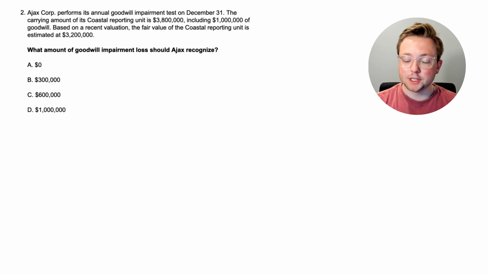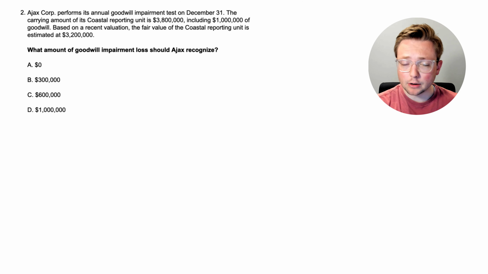All right, here we are at question 2. What amount of goodwill impairment loss should Ajax recognize? Let's go up to the top. Ajax Corp performs its annual goodwill impairment test on December 31st. The carrying amount of its coastal reporting unit is $3,800,000, including $1 million of goodwill. Based on a recent evaluation, the fair value of the coastal reporting unit is estimated at $3,200,000. So again, what amount of goodwill impairment loss should they recognize here?